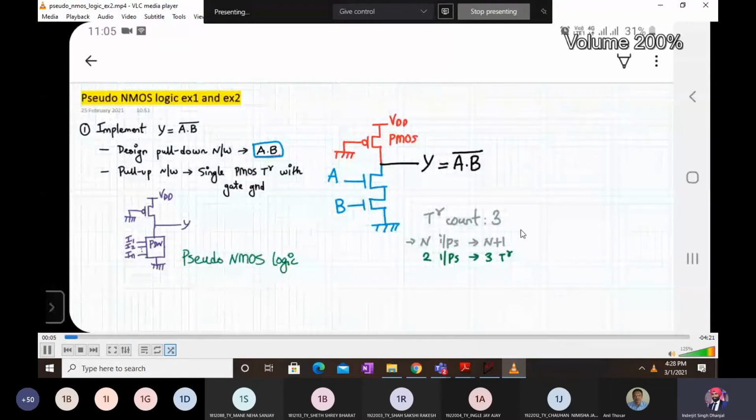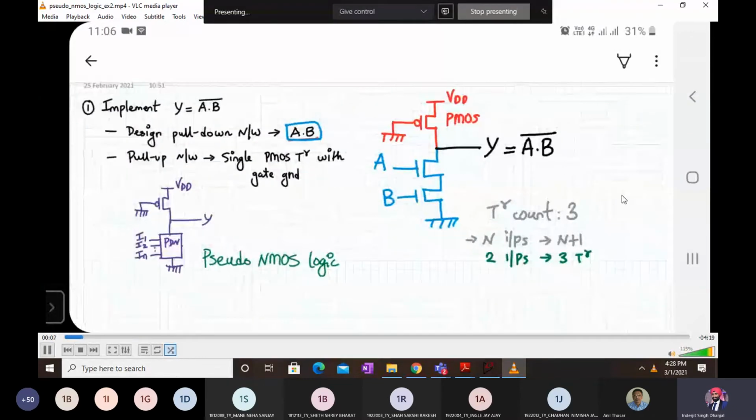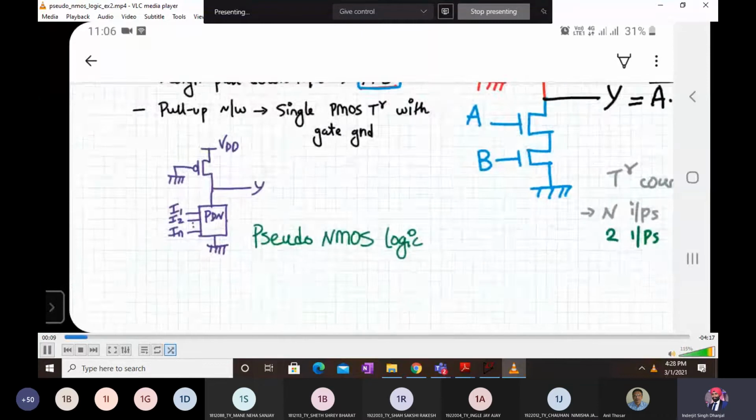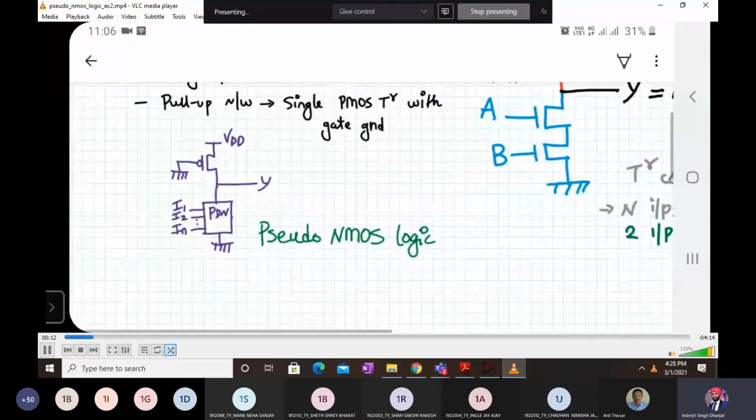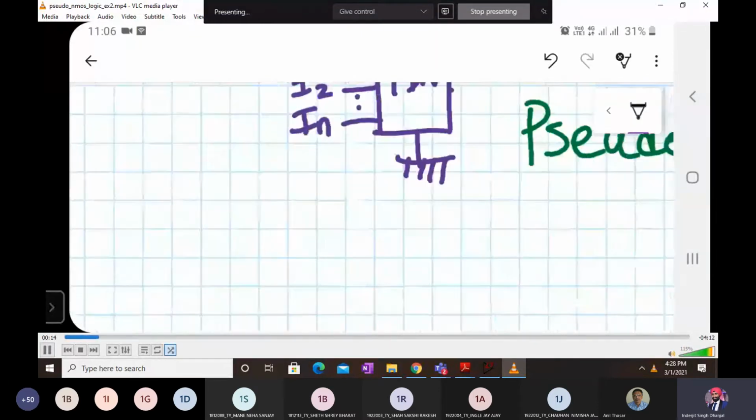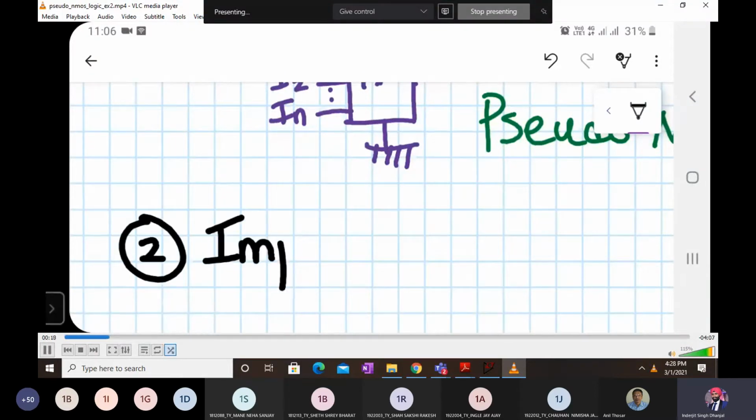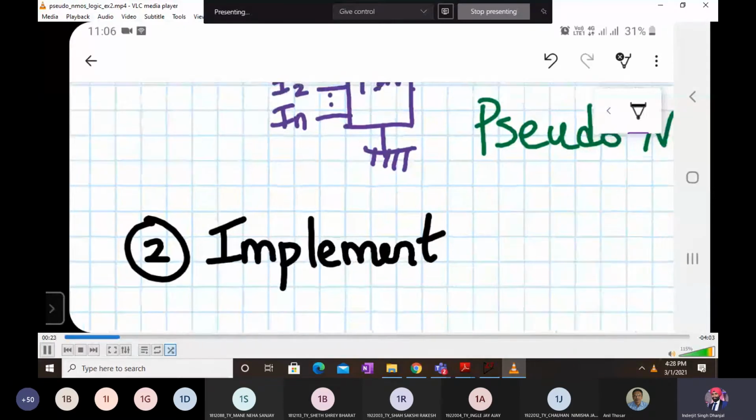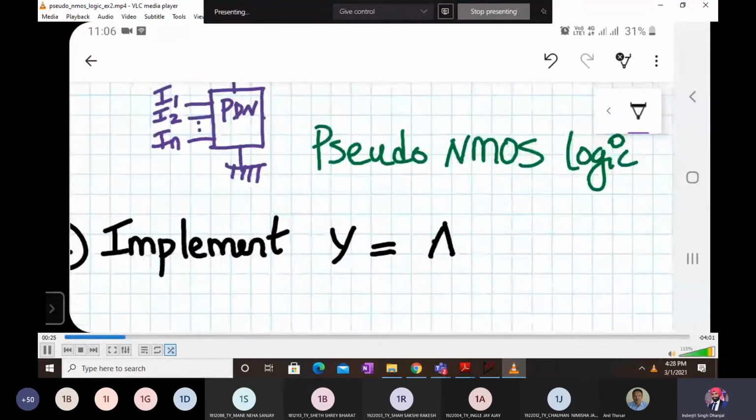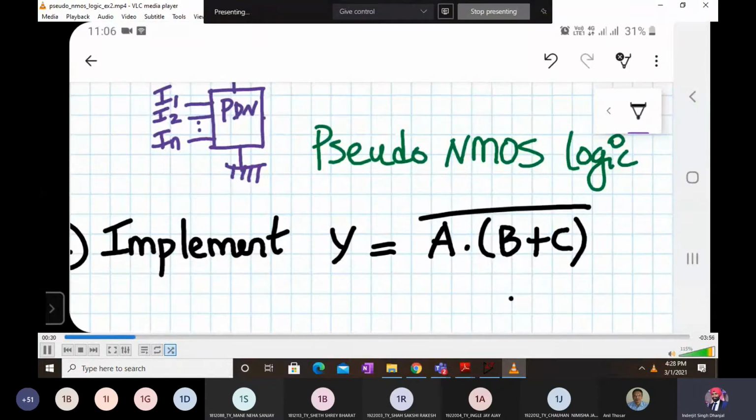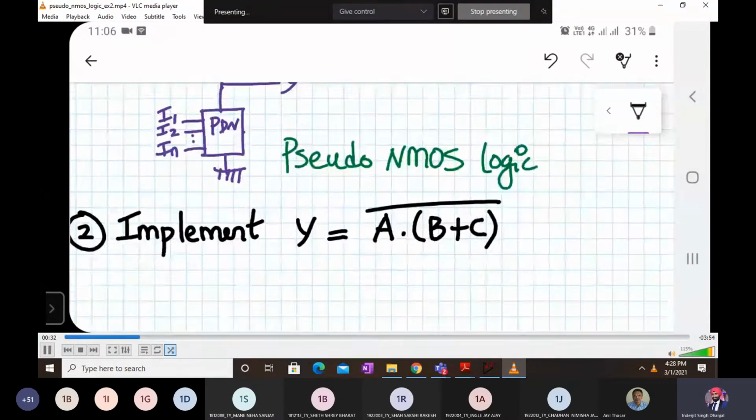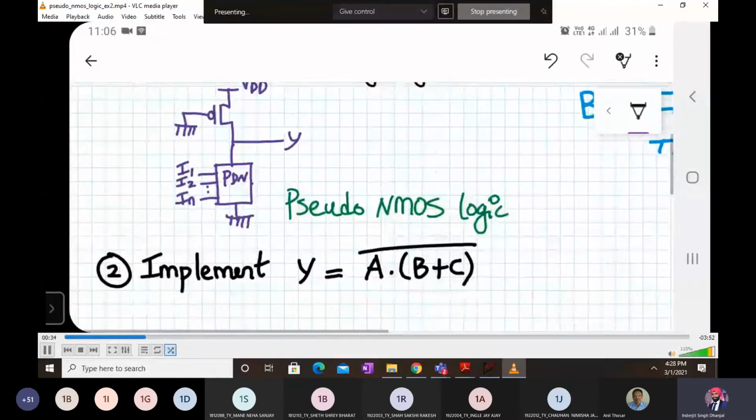Okay, so hello everyone. Last time we implemented a 2-input NAND gate using pseudo NMOS logic. Today we are going to implement a Boolean expression using the same. So let me write over here. Let's implement a Boolean expression, Y equals (A dot B plus C) the whole bar, using pseudo NMOS logic.